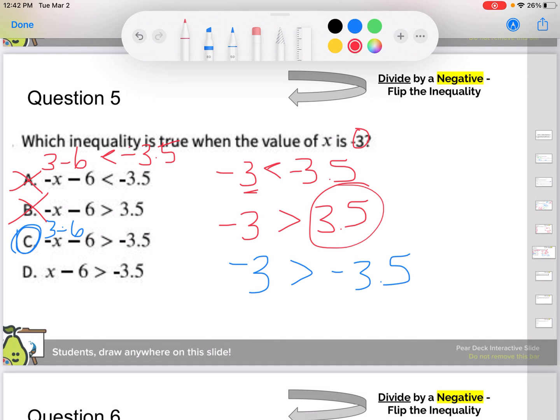Let's try the last one. So that would just be negative 3 minus 6. So we add the opposite. So that would be negative 9. Negative 9 is not greater than negative 3.5. If it was negative 9 degrees outside, it would be colder than negative 3.5. So C should have been my answer.